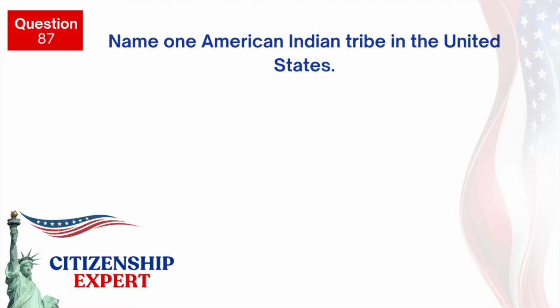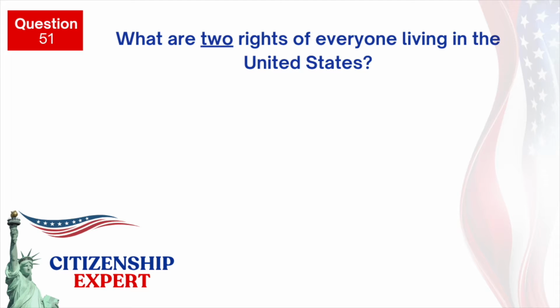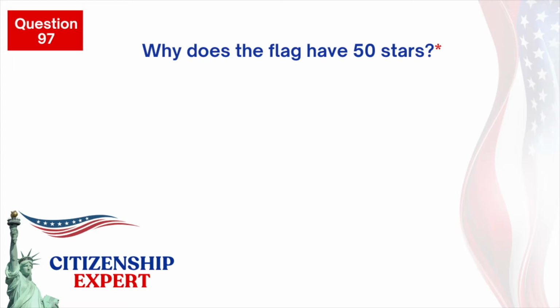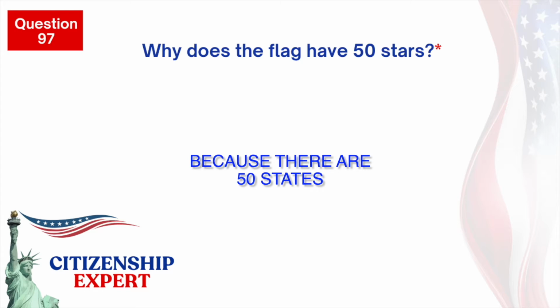Name one American Indian tribe in the United States. Cherokee. What are 2 rights of everyone living in the United States? Freedom of religion, freedom of speech. Why does the flag have 50 stars? Because there are 50 states.